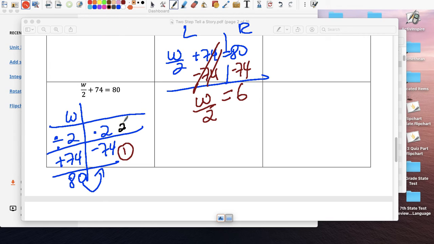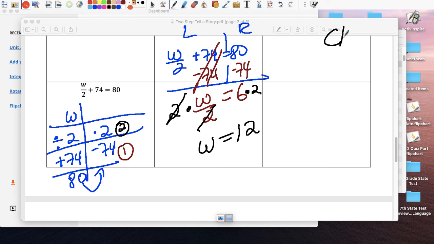And then number 2, what are we doing? We're going to multiply by 2. So times 2. And then over here, times 2. 6 times 2 is 12. This and this simplifies, and we have w equals 12. So that's the value of our variable that makes that equation true.